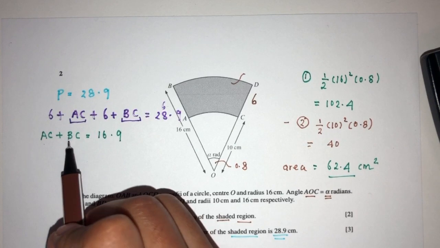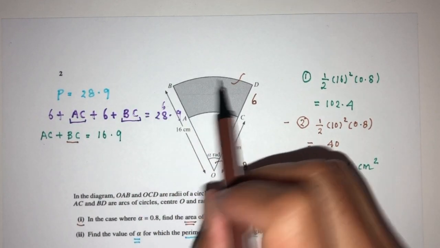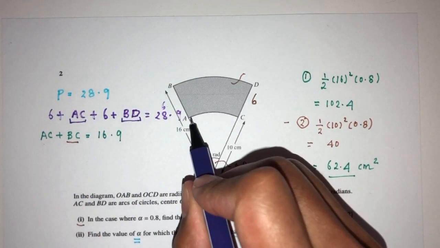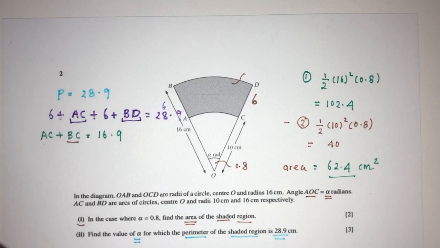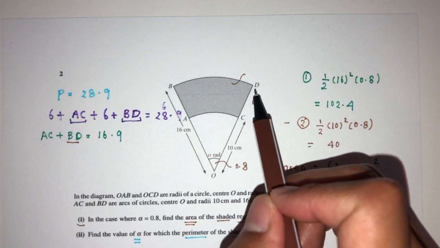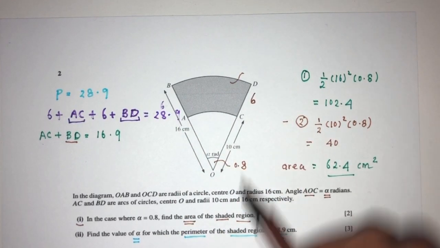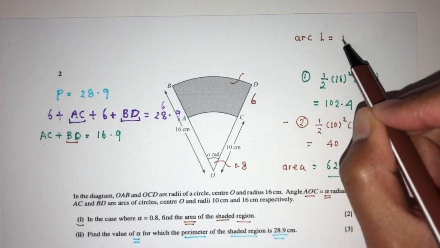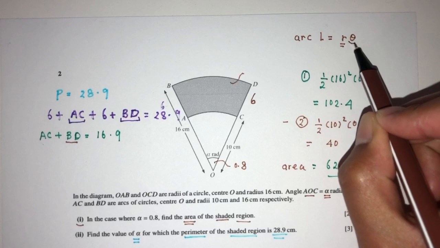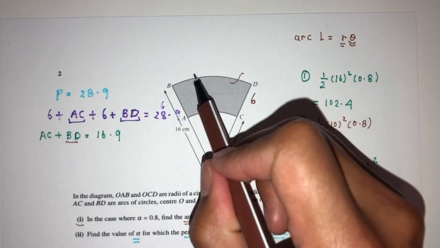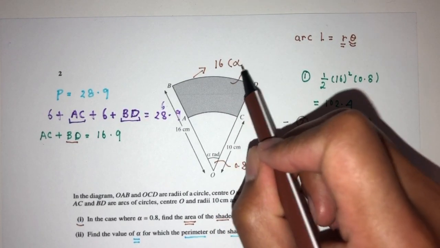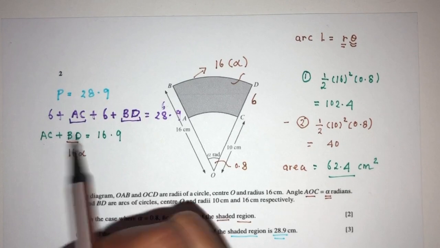Now, how would you find BC? Observe. BC, sorry, this is BD, not BC. My apologies. That is BD, because this is AC and this is BD. So how would you find BD? If you observe, BD is simply the length of arc of the big sector. The arc length is found by using the formula r theta, which is the radius times the angle of the sector. In this case, the radius is 16, times the angle, that will be alpha. So here will be 16 alpha.